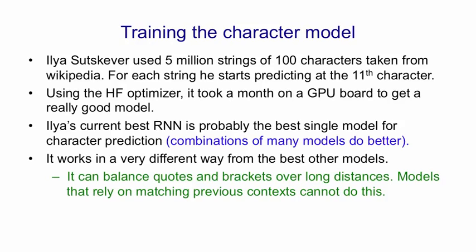So Ilya's model can balance quotes and brackets over long distances. Any model that relies on matching a specific previous context can't do that. So, for example, if it has a bracket and it wants to close it 35 characters later, in order to do that properly, a model that relies on matching previous contexts would have to match all 35 intervening characters, and it's very unlikely that it has that whole string stored.